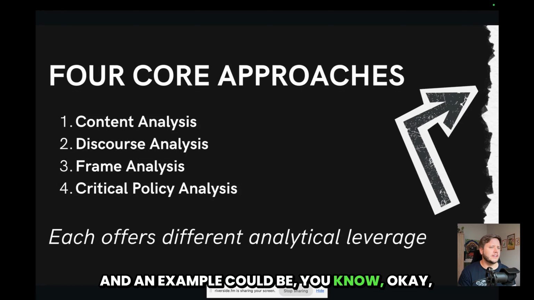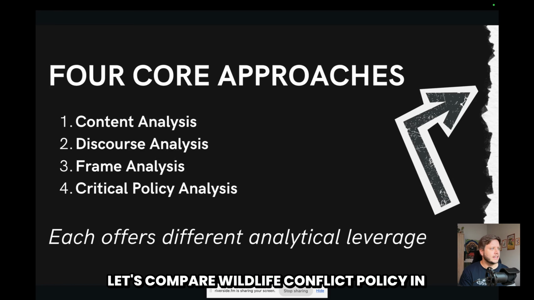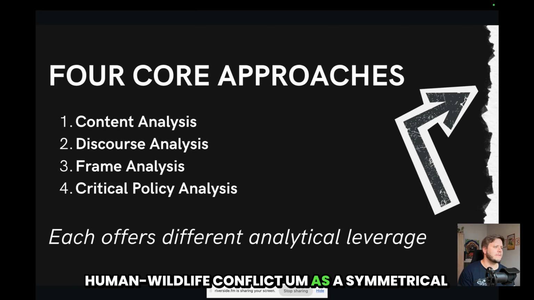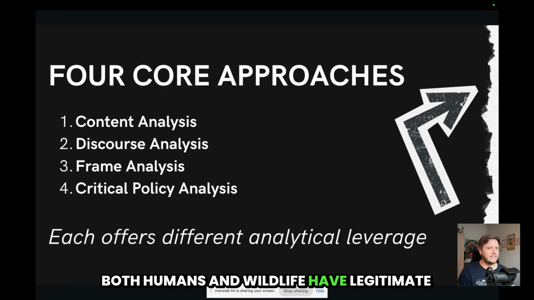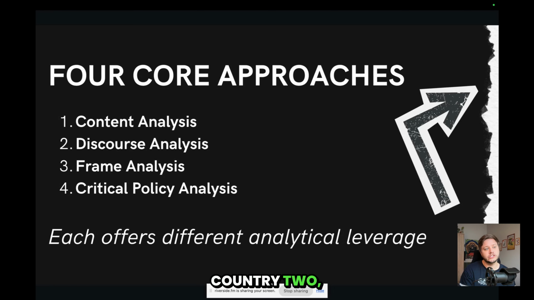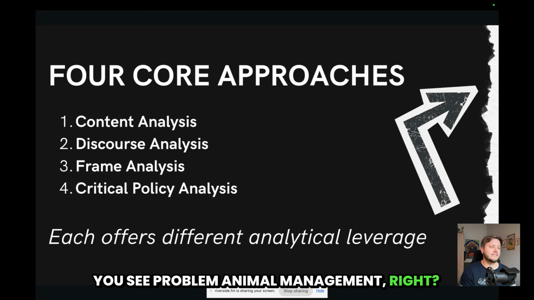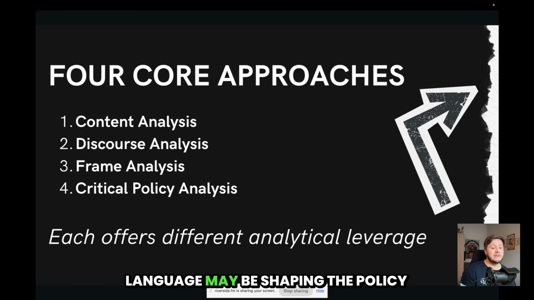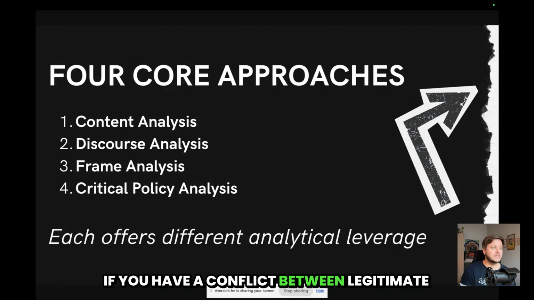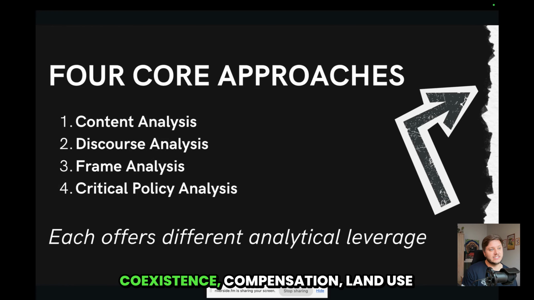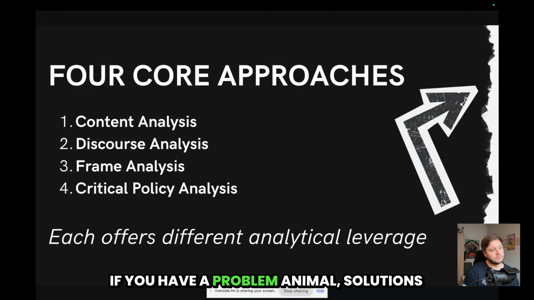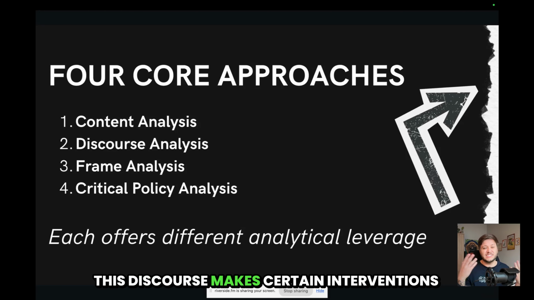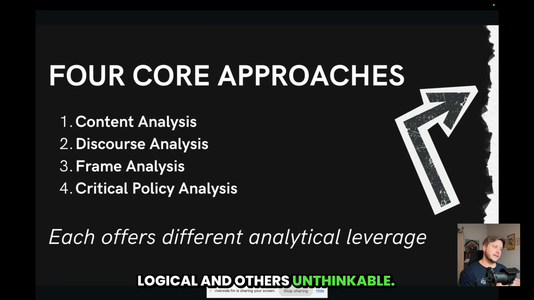And an example could be, okay, let's compare wildlife conflict policy in two countries. And in country one, documents refer to human wildlife conflict as a symmetrical framing, right? Both humans and wildlife have legitimate interests that sometimes clash. In country two, you see problem animal management, right? Animals are problems requiring management. This isn't trivial semantics. Language may be shaping the policy response, right? If you have a conflict between legitimate interests, solutions might emphasize coexistence, compensation, land use planning. If you have a problem animal, solutions focus on removal, culling, relocation, right? This discourse makes certain interventions logical and others unthinkable.